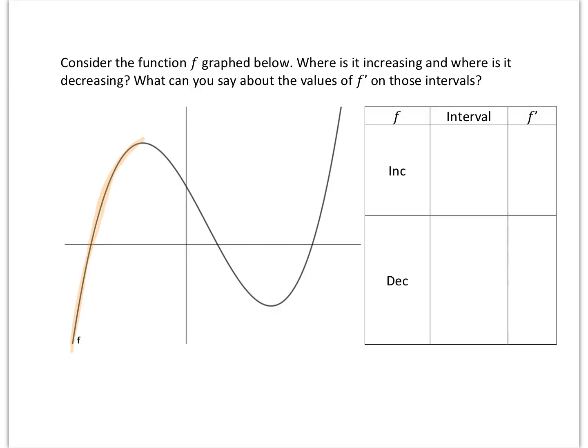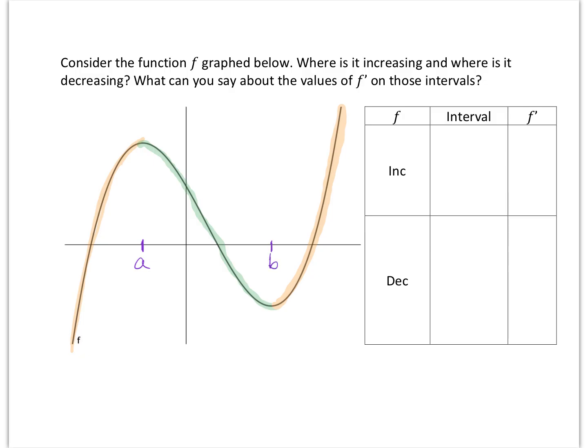So let's mark that. In another color, we'll mark this part as decreasing. Okay, and then we have increasing again from here to here. Okay, so what I want to do is label where these are increasing and decreasing. So I've got this spot right here, we'll call that A, and this spot right here we'll call B.